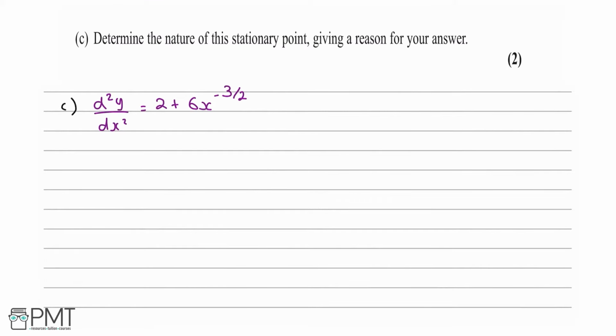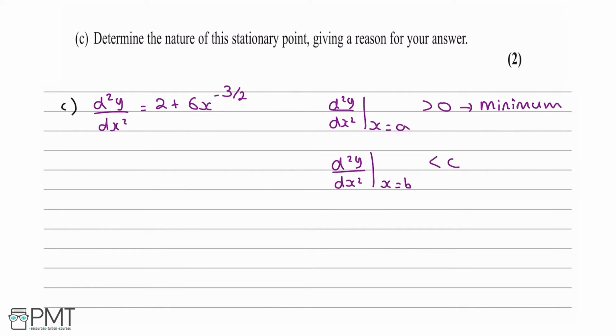So part C has asked us to determine the nature of the stationary point and give a reason for our answer. To determine the nature of a stationary point, there is one key rule you go by. If d squared y by dx squared at a certain x value, so x equals a, is greater than 0, this means the stationary point is a minimum. And if d squared y by dx squared at some other x value, so x equals b, say, is less than 0, then this is a maximum stationary point. So all we need to do is plug in x equals 4 into our expression for the second derivative and then see which case it meets.